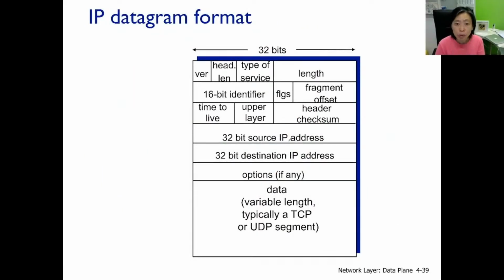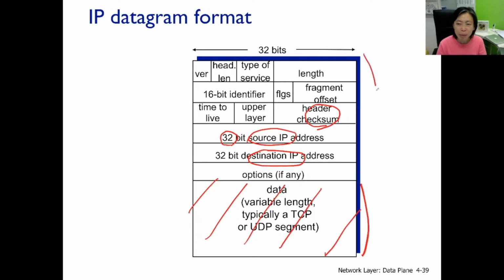Now the 2 most important fields are the source IP address and the destination IP address, each 32 bits long. Second, the header checksum. The reason this is important is because we did have the TCP or UDP checksum that would ensure the integrity of this part of the packet. What about the header part of the packet? We needed a checksum here to ensure the header part is also free of bit errors.